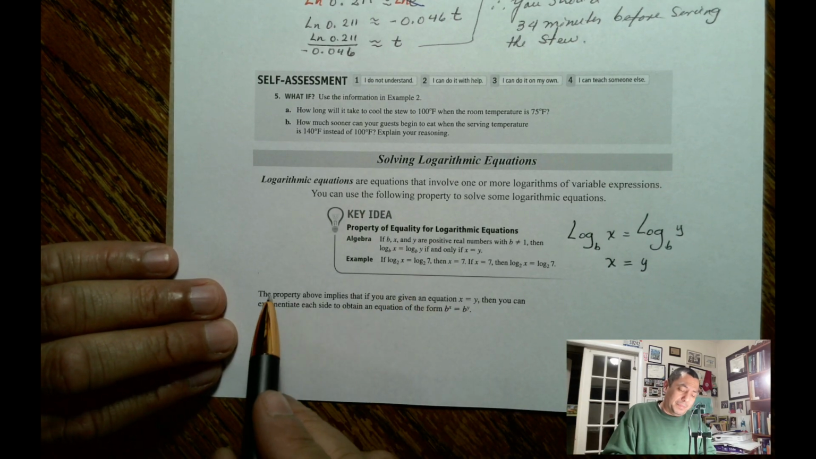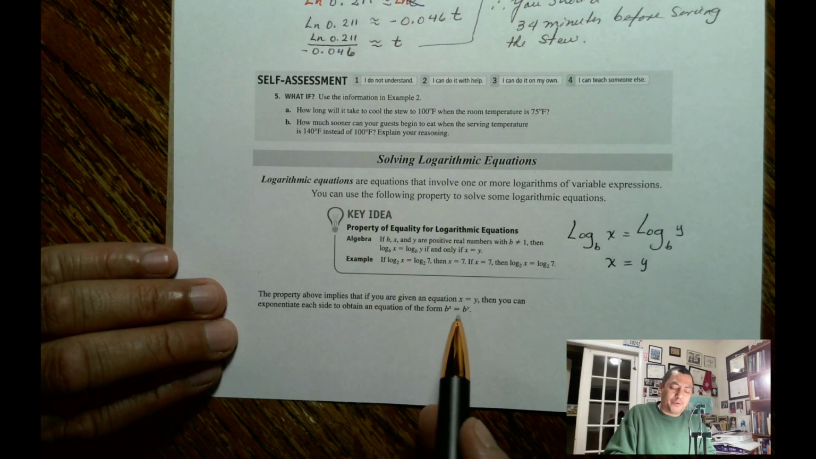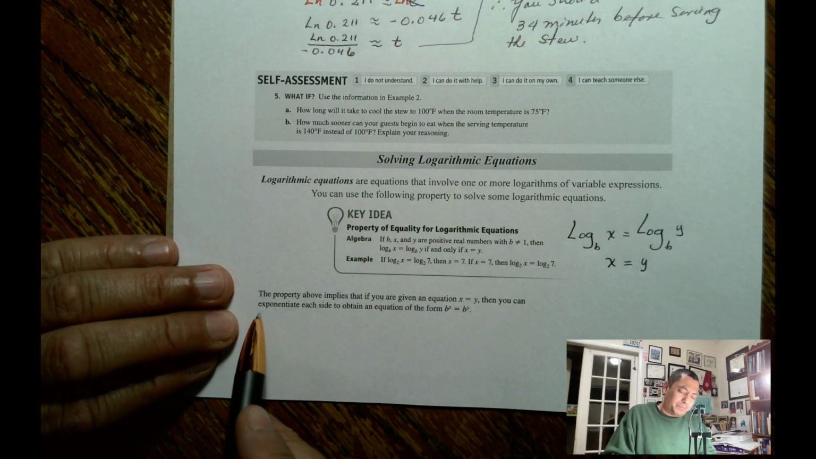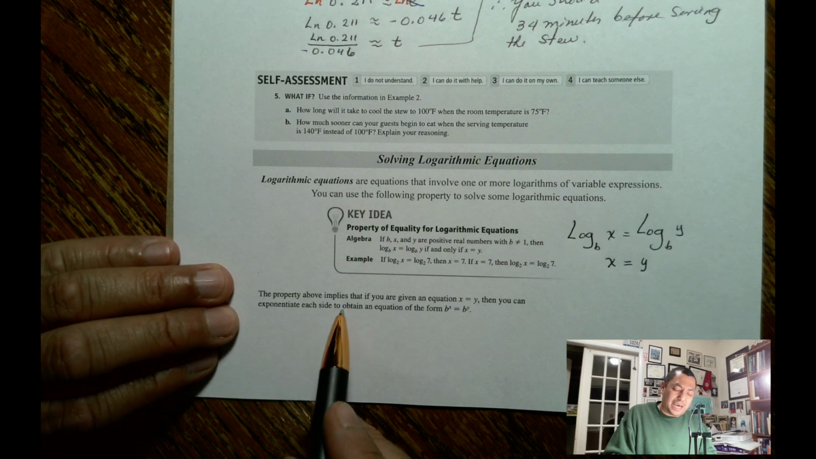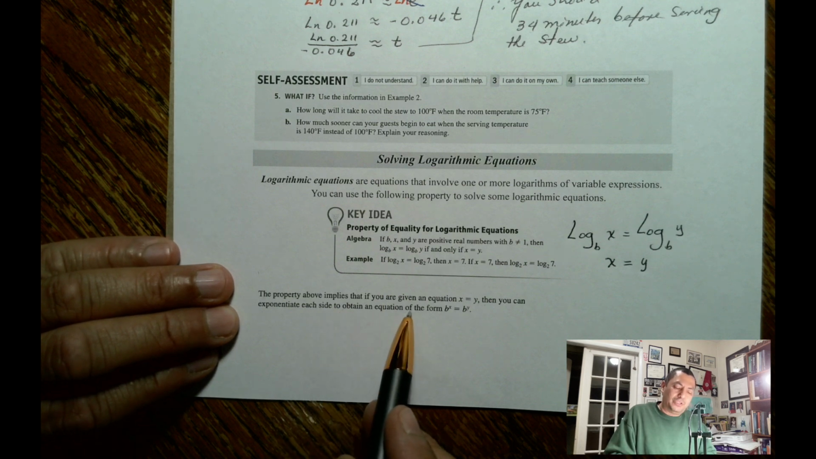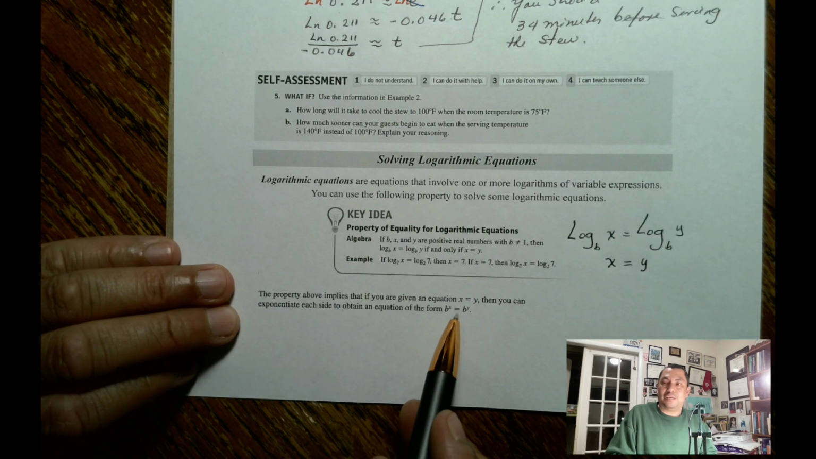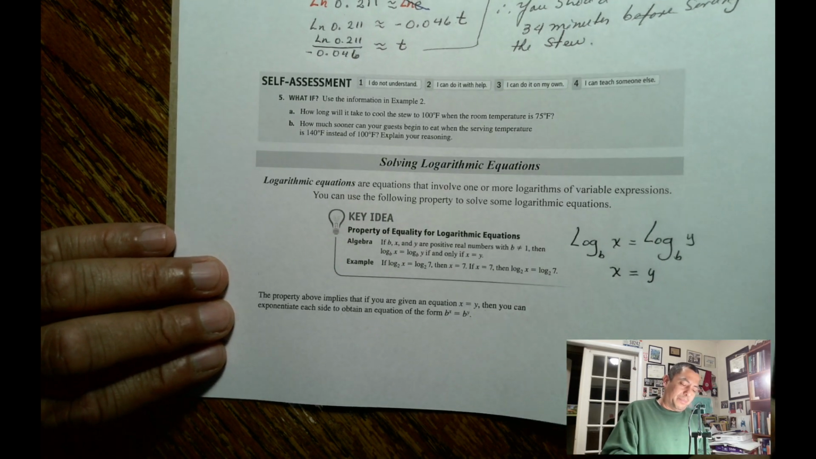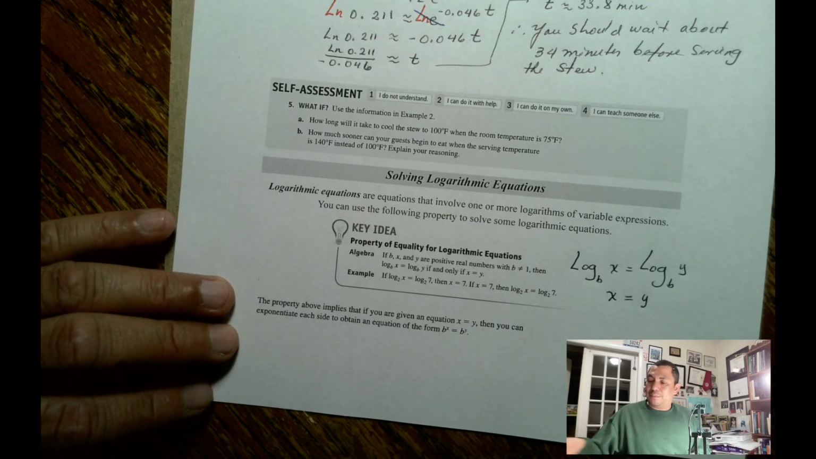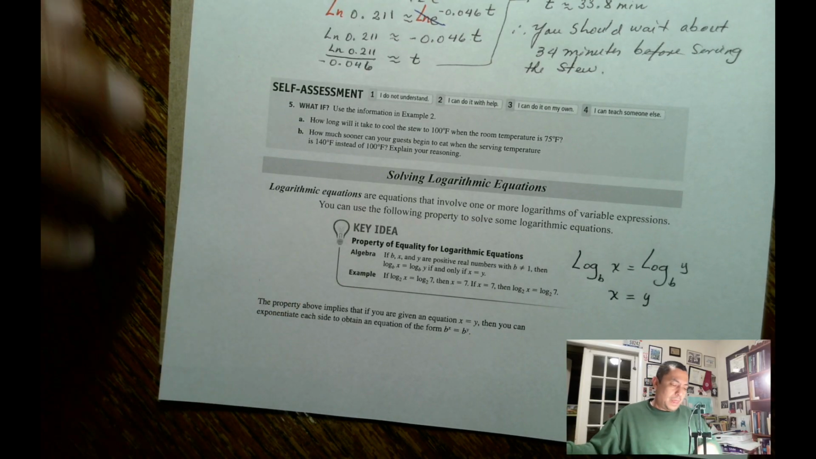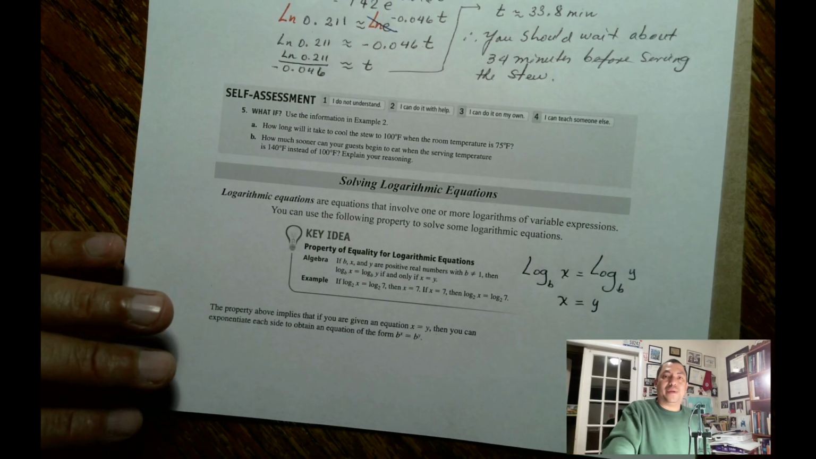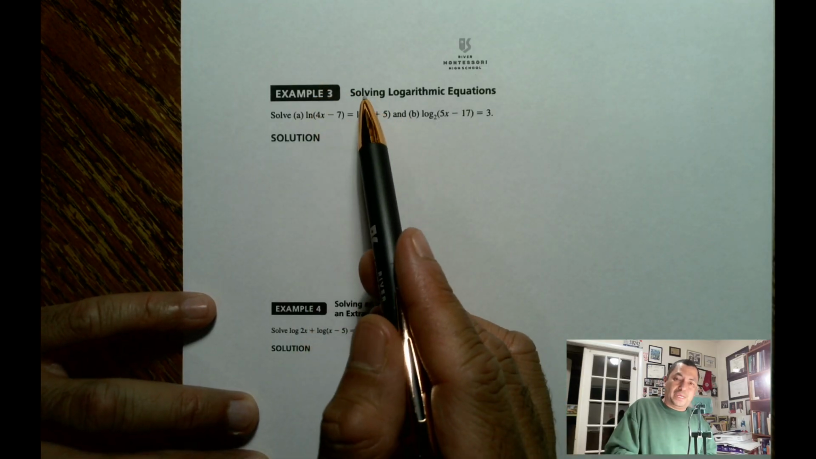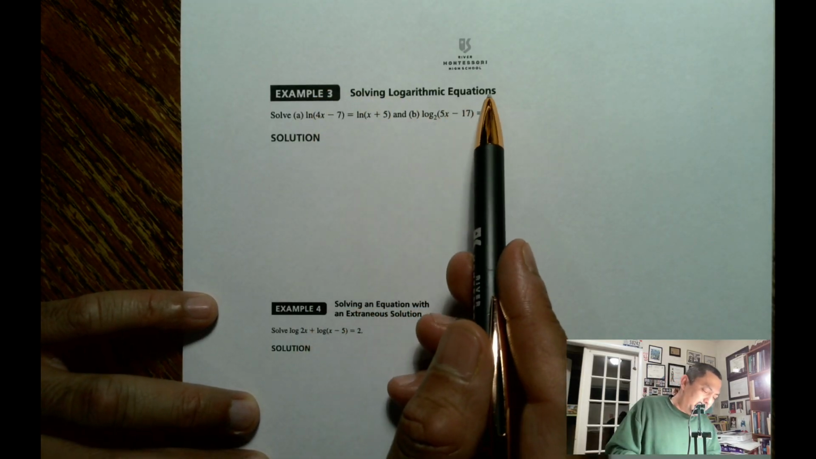The property above implies that if you are given an equation x equals y, then you can exponentiate each side to obtain an equation of the form b^x equals b^y. We're going to see an example that explains that part. So in this case, I'm going to have example number 3. We're going to solve that one. Example number 3 says solve logarithmic equations.